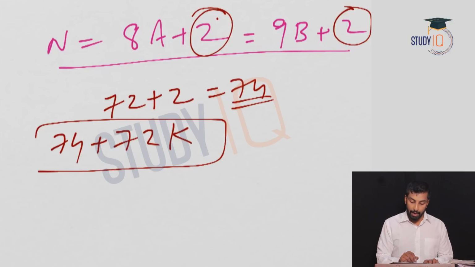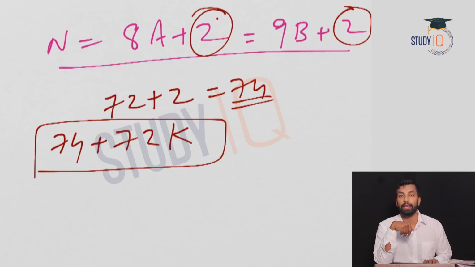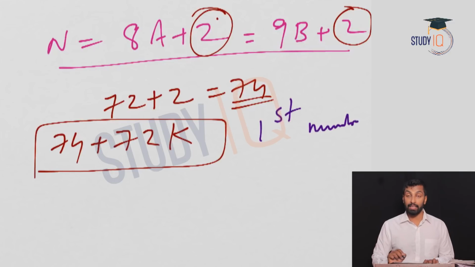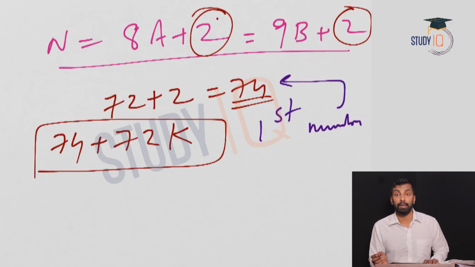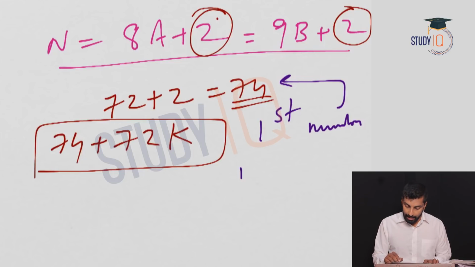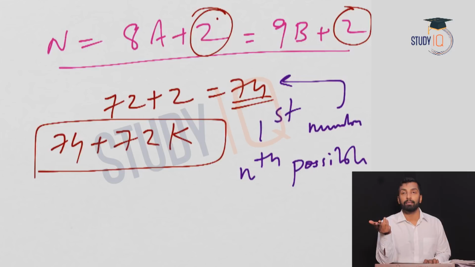So this is actually making an AP. What is the common difference? 72. So any question which can be asked from an AP, I can ask here. Either I can ask you the first number, that is 74, the second number, third number, fourth number. If you generalize, I can ask you the nth possible number. It can be anything, 1000 or 100 or 200. Or I can ask you how many such numbers there are.